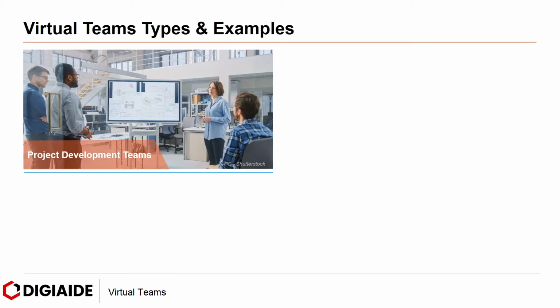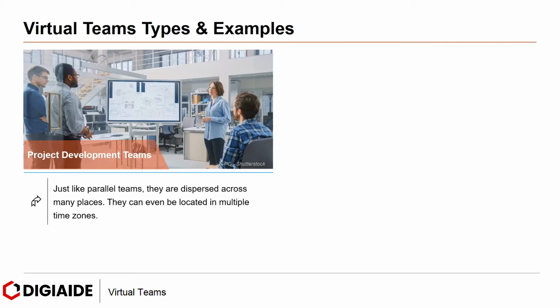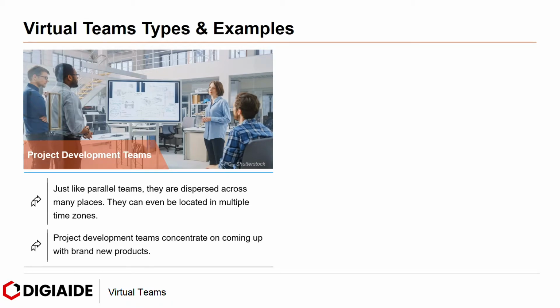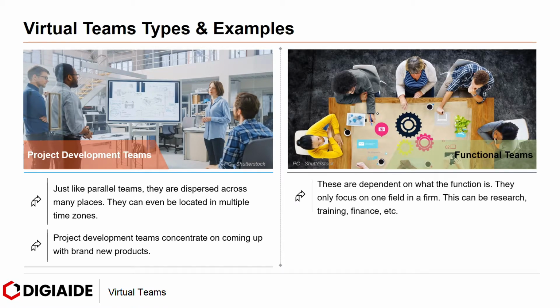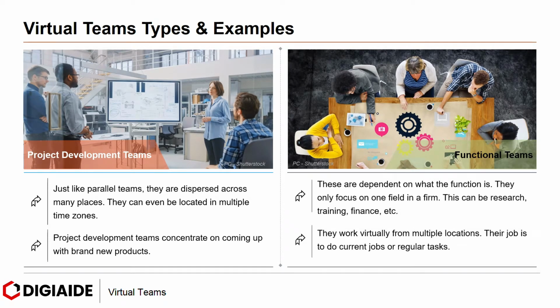Next, project development teams. Just like parallel teams, they are dispersed across many places. They can even be located in multiple time zones. Project development teams concentrate on coming up with brand new products. Next, functional teams. These are dependent on what the function is. They only focus on one field in a firm. This can be research, training, finance, etc. They work virtually from multiple locations. Their job is to do current jobs or regular tasks.